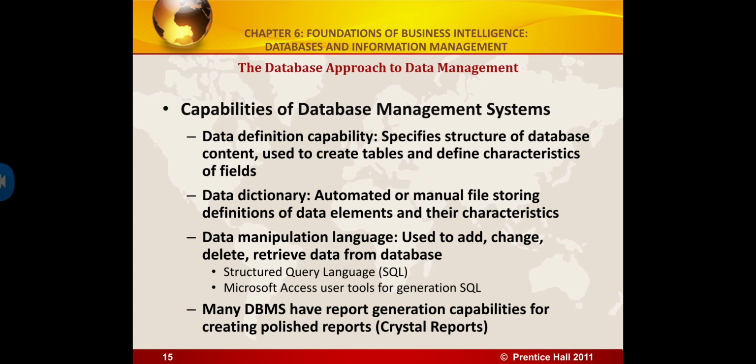Here are some capabilities of data management systems. Data definition capability, which specifies structures of database content, used to create tables and define characteristics of the field. Next is the data dictionary. The data dictionary is an automated or manual file storing definitions of data elements and their characteristics. Data manipulation language is used to add, change, delete, and retrieve data from databases. Many DBMS have report generation capabilities for creating polished reports through the use, for example, of Crystal Reports.